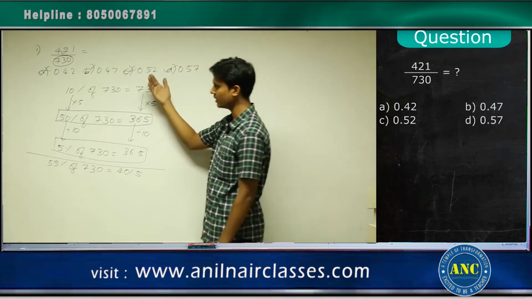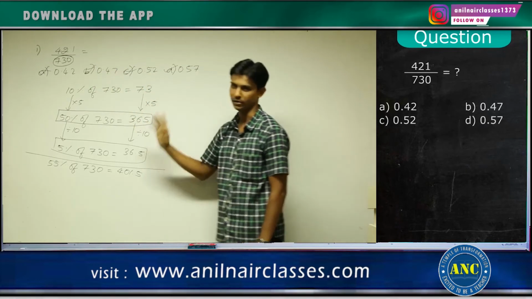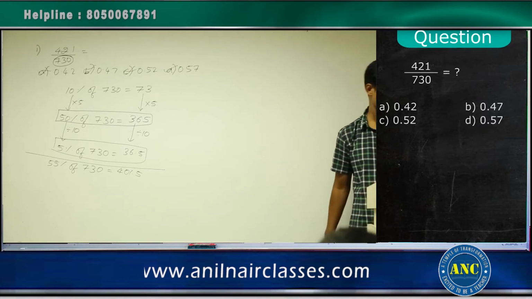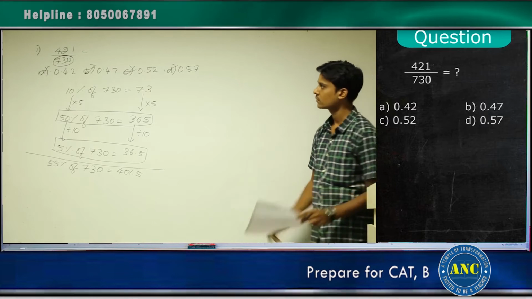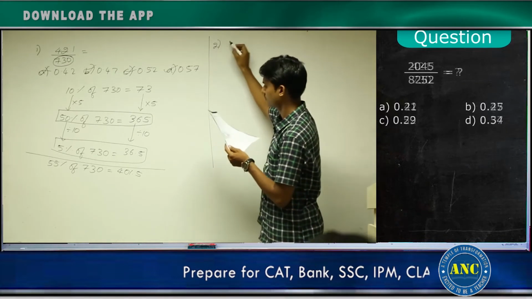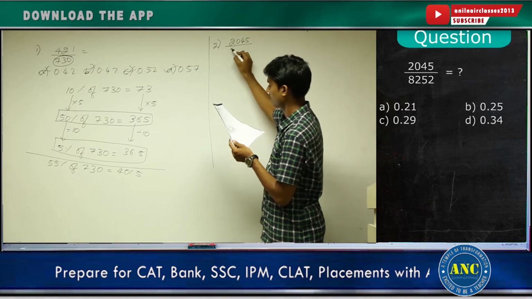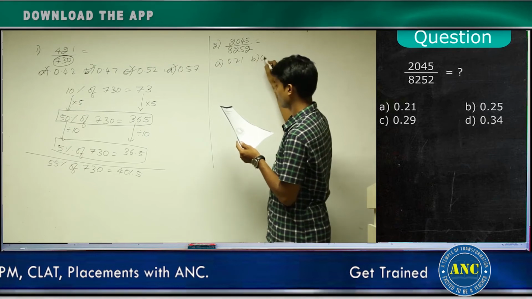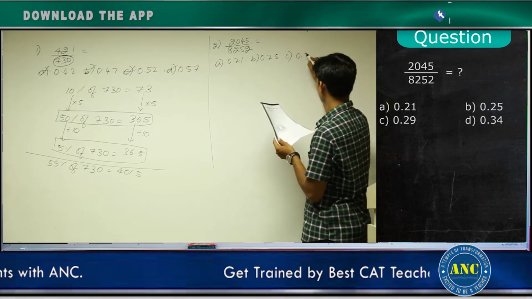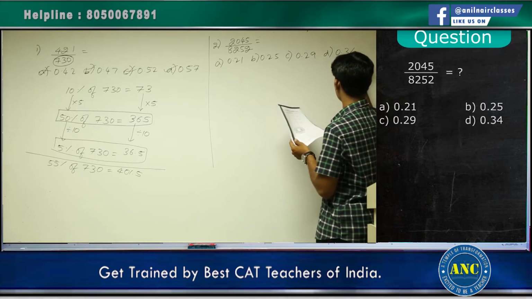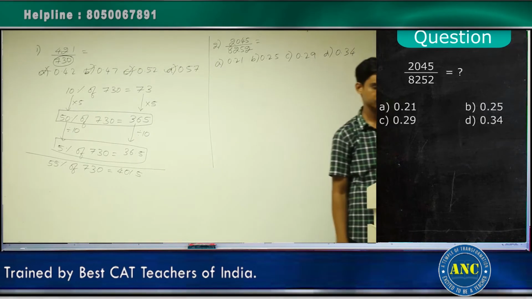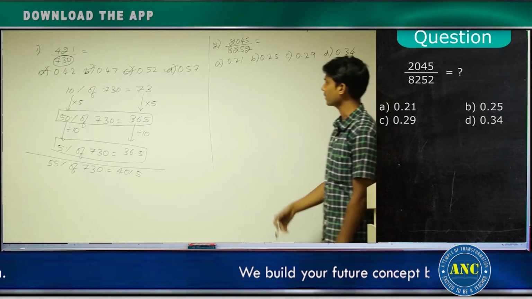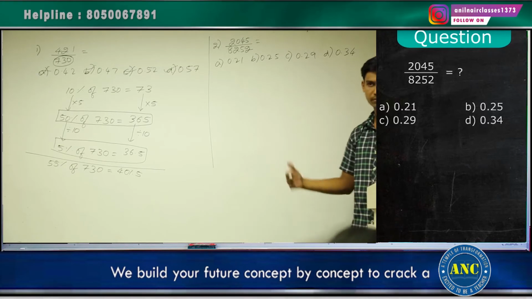Take the denominator as 100%. Based on the numerator, keep on finding the values. Understood the logic? 0.34 is incorrect, sir. Shall we solve this question?